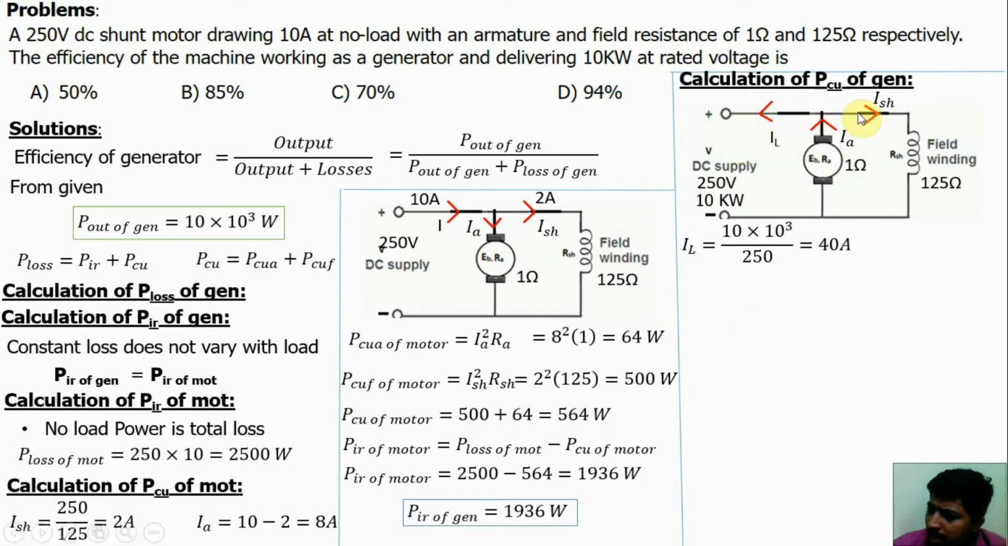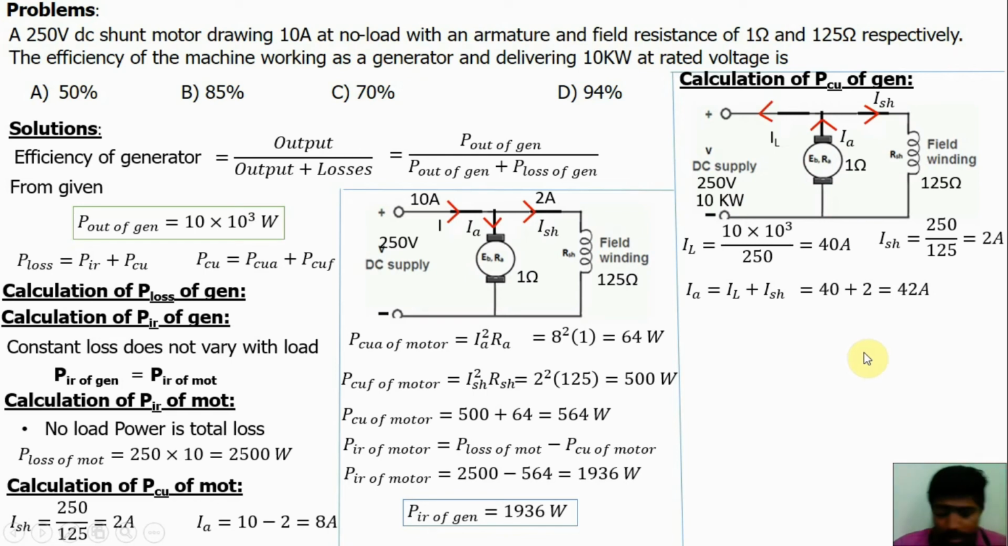By applying the voltage in this loop, we can find the Ish. For shunt machine, field current is constant, so just apply the voltage here. So we will get Ish value is equal to 250 by 125, which is 2 amps. This shunt current is constant one. Now here IL is known, Ish is known, from there you can find IA. Just apply the current law at this junction, we will get IA is equal to IL plus Ish. So we will get IA is equal to 42 amps.